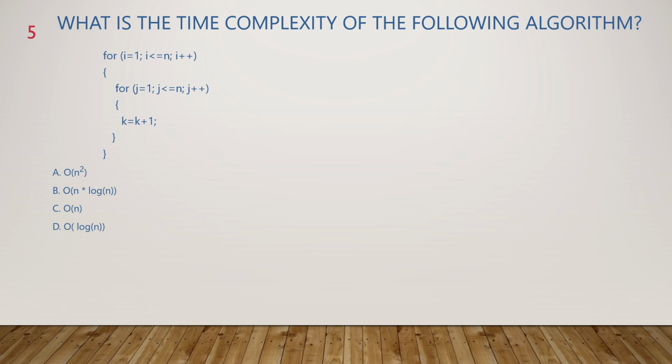Question number 5. What is the time complexity of the following algorithm? The algorithm is a nested for loop, and the options are A, big O of n squared, B, big O of n log n, C, big O of n, D, big O of log n.